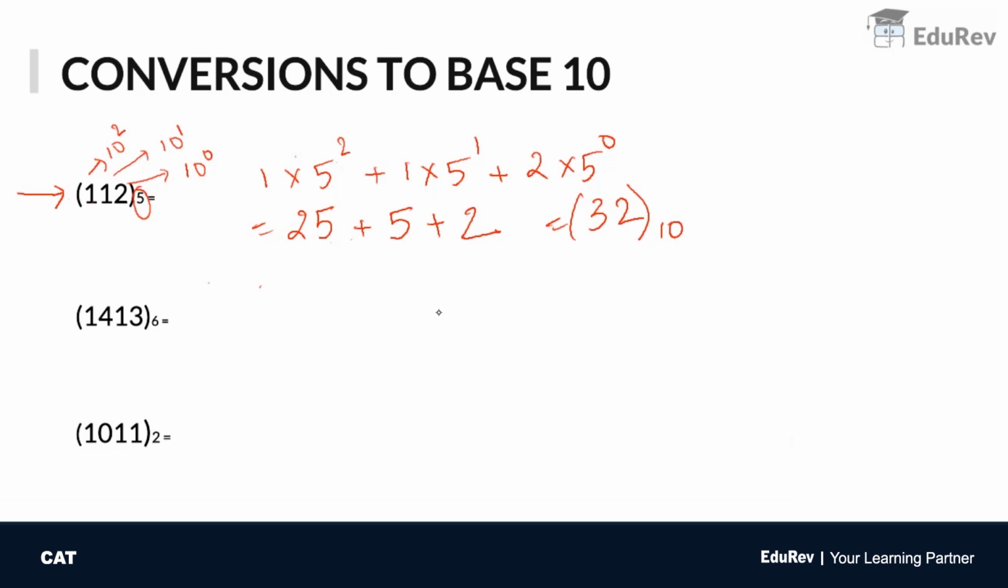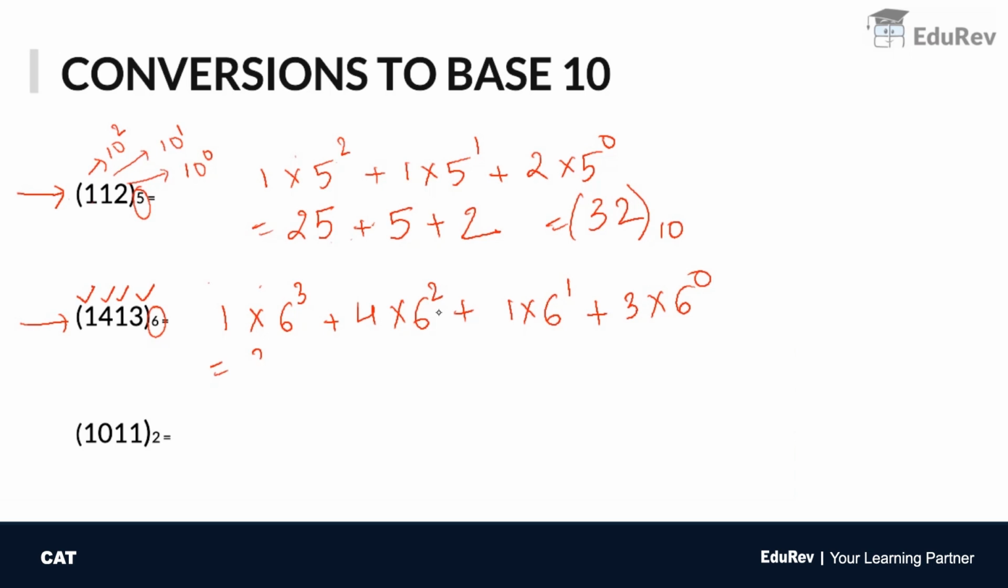Okay. Now let's look at the next example. 1413 to the base 6. It's a 4-digit number. So the first one represents the thousands place. This is the hundreds place, this is the tens place, and this is the units place. The only difference is your base is 6. So whatever we did with 5 in the previous example, we are going to use 6 in this case. So this will be 1 into 6 raised to 3, 6 cube because it is at the thousands place, 4 into 6 square plus 1 into 6 raised to 1 plus 3 into 6 raised to 0.